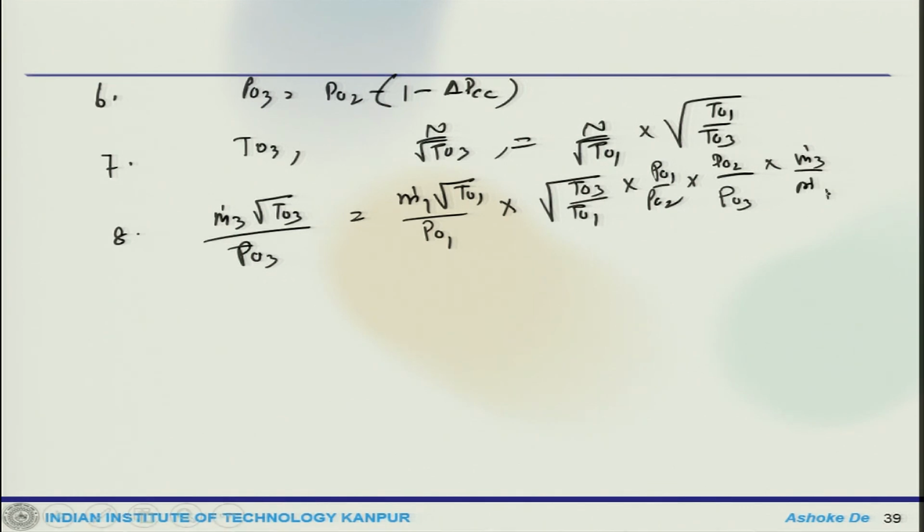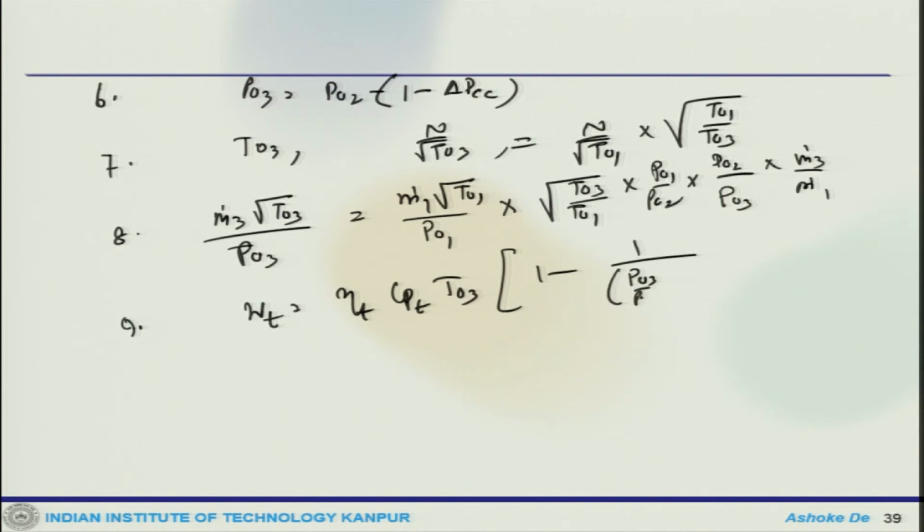Now, from this mass flow rate parameter and operating speed line, the turbine efficiency can be calculated. From the specific work output of the turbine, which would be eta T Cp T naught 3 into 1 minus 1 by (P naught 3 by P naught 4) to the power gamma minus 1 by gamma, and then finally the power would be m dot 3 W T minus m dot 1 W C by eta m. So, a check has to be performed.